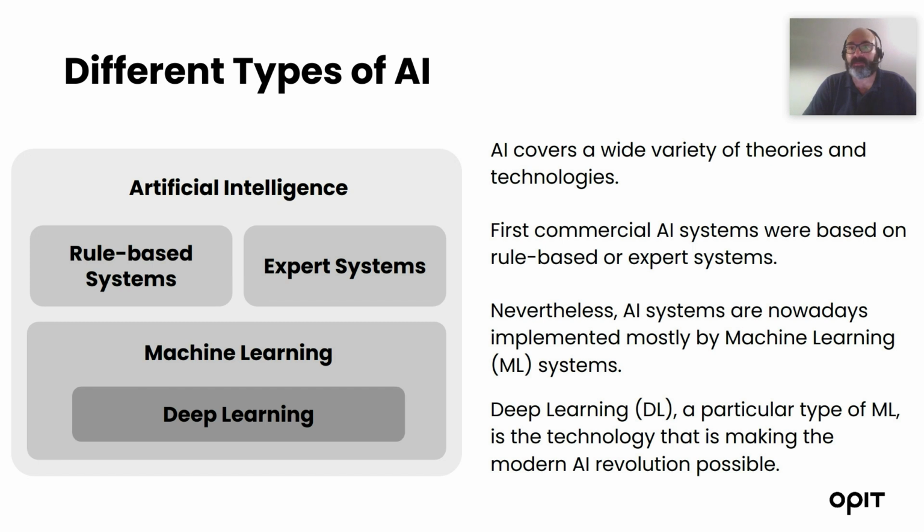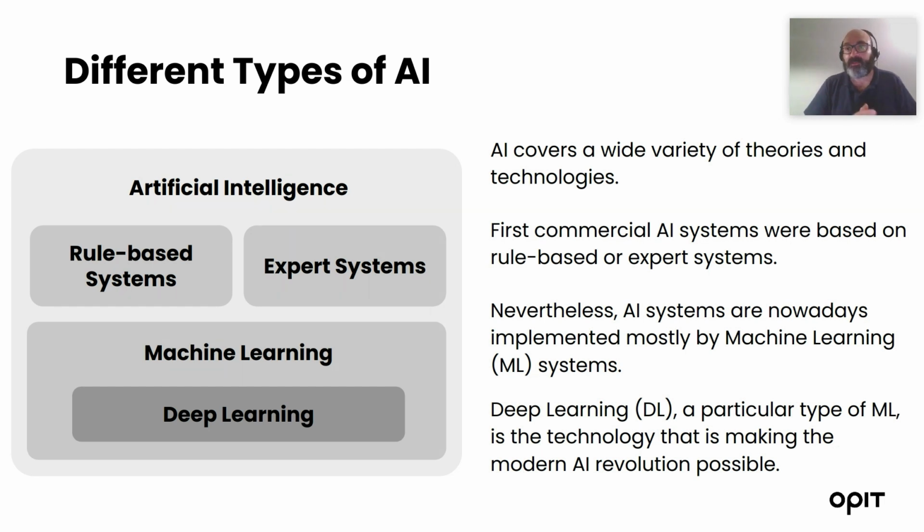Let's review the different types of artificial intelligence. We have seen in the previous lecture, there are rule-based systems and expert systems, which base the knowledge on the acquisition of knowledge from humans. It's the human that directly puts their knowledge into the computational system.